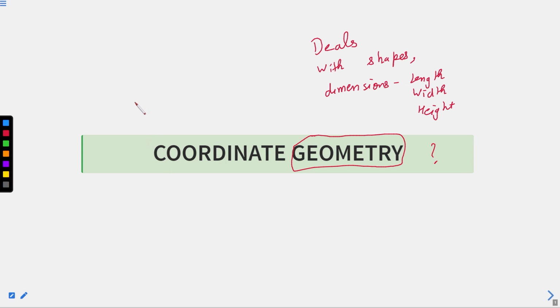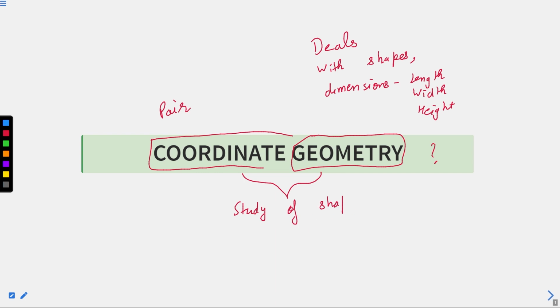Now what is coordinate meaning? Coordinate means the pair. And coordinate geometry as a whole means the relationship between these pairs and the shapes. One can say it is the study of shapes and dimensions using these pairs. You can get more clarity once I start the lecture.